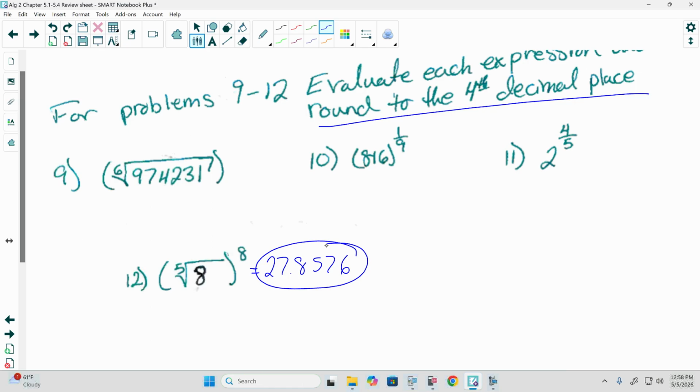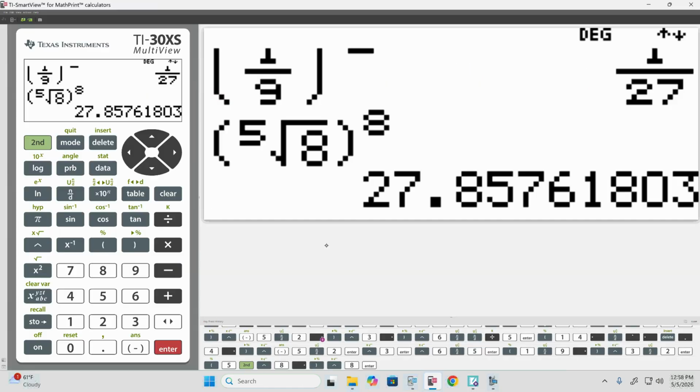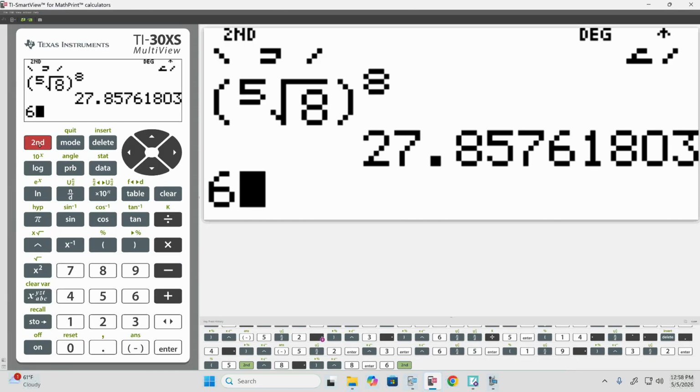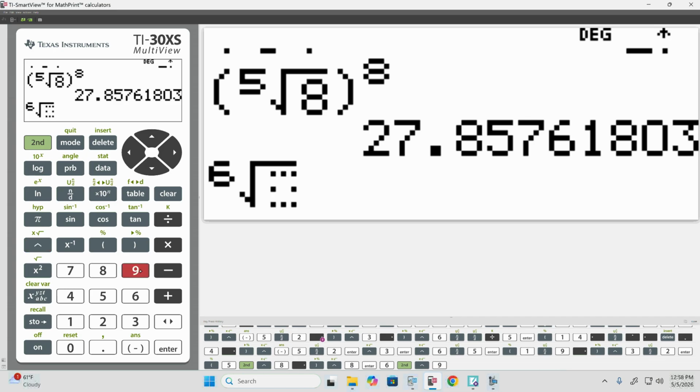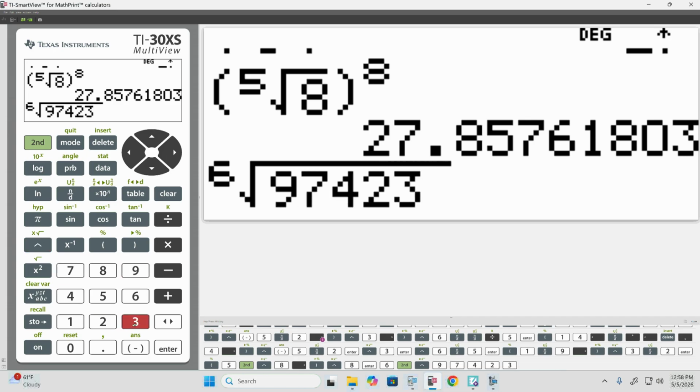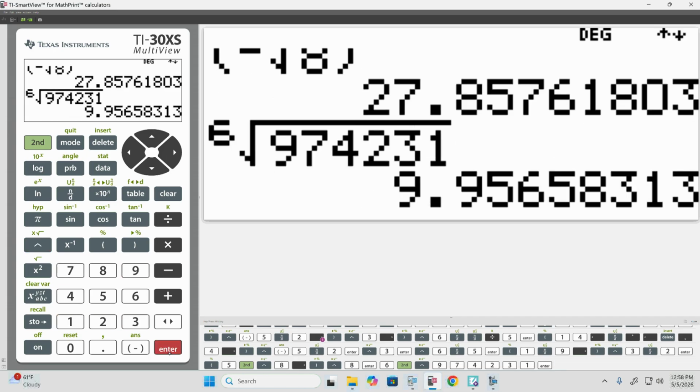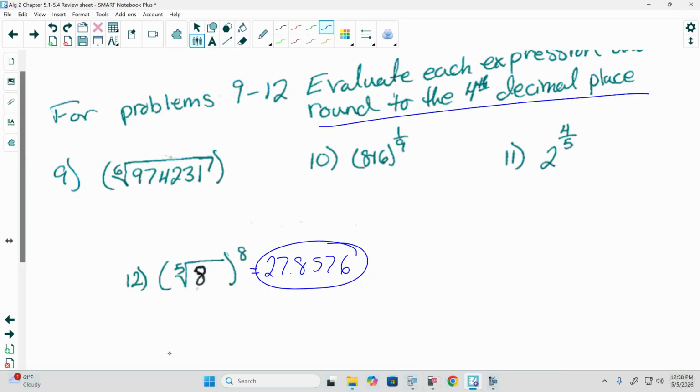And that's it. And really, for all of these here, we can do the same thing. 6th root of 974,231 is 9.95658. So when we round, we get 9.9566. Just plug it in and round to our decimal place.